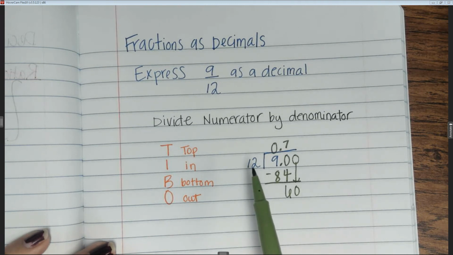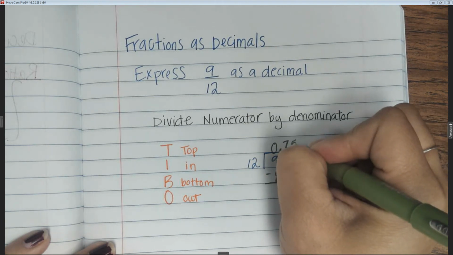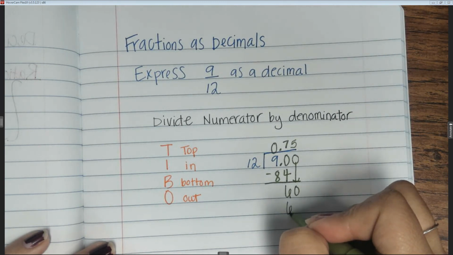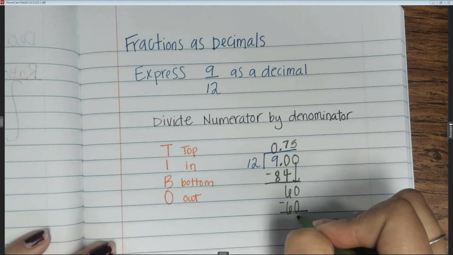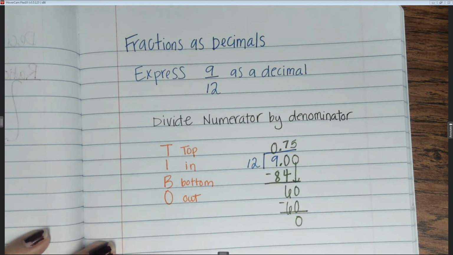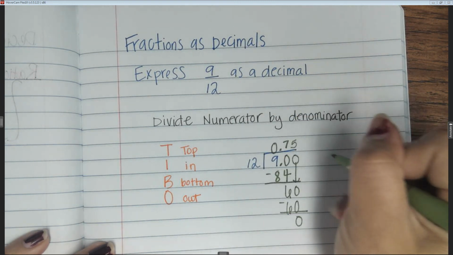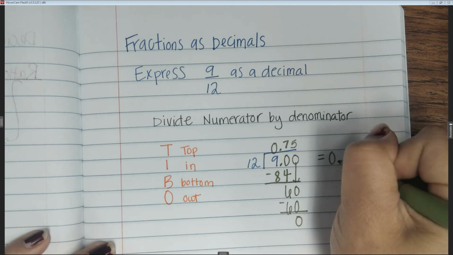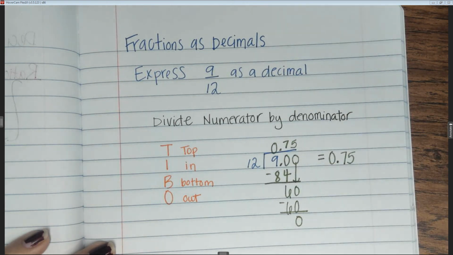So now I'm going to ask the same question. How many groups of 12 are in 60? Well, 12 times what number is 60? 5. 12 times 5 is 60. I subtract and I get 0. So my goal is to always have 0. In the next lesson, you're going to learn about repeating decimals, terminating decimals. But right now, in this lesson, you're going to have your remainder be 0. So 9/12 as a decimal is 0.75.